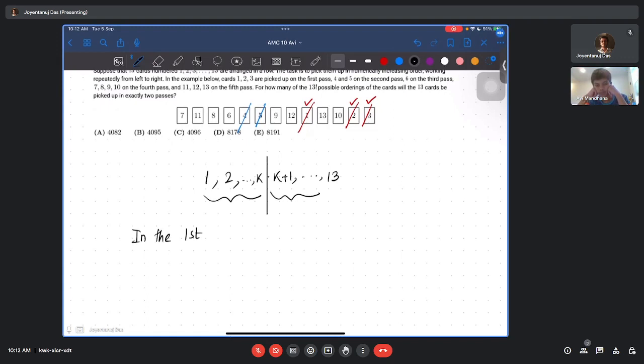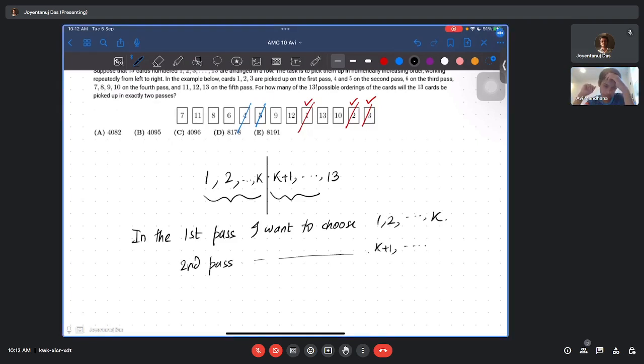So what I want to say is, in the first pass I want to choose 1, 2, up to k, right? And in the second pass I want to choose from k plus 1 up to 13. So this is my aim.